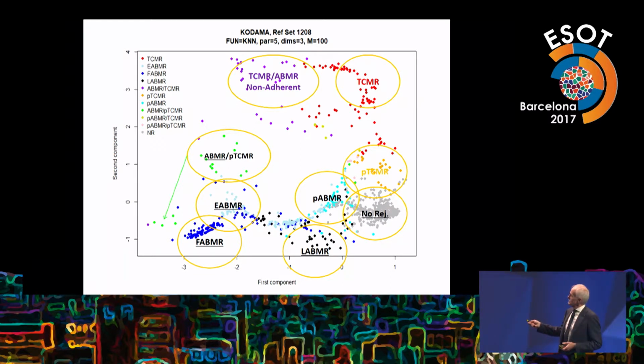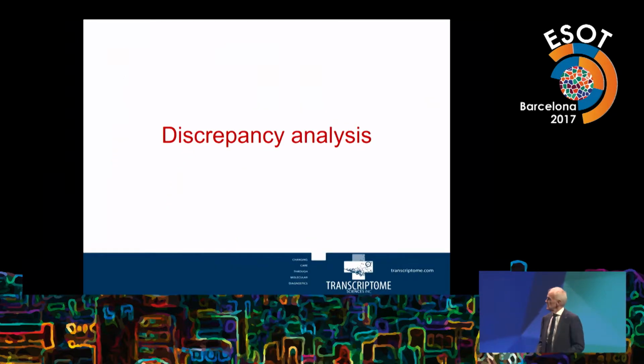There's TCMR. There's the TCMR ABMR mixed non-adherent phenotype. There's no rejection. There's early, full house, and late ABMR separating in space. And they also separate in the second and third dimensions as well. But it also says there's a group called possible ABMR and a group called possible TCMR. We don't exactly know what they are, but they are different from no rejection and different from the fully developed phenotypes. So this is getting toward how to establish categories which could be actionable.